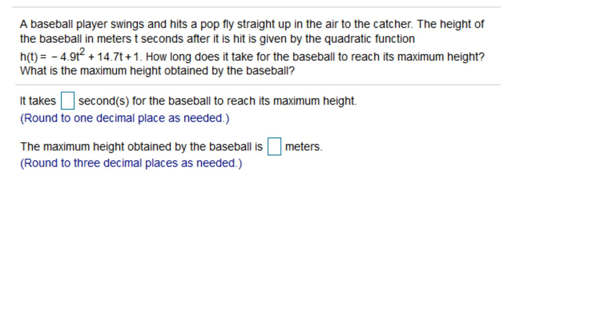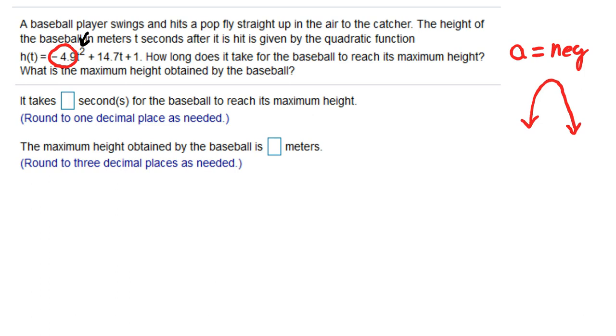So we have a quadratic function here. We know it's a quadratic function because we have the squared. And we also see that our coefficient is negative. So if we have a quadratic with a negative coefficient, we know that we're going to have a graph of a parabola that's facing down.